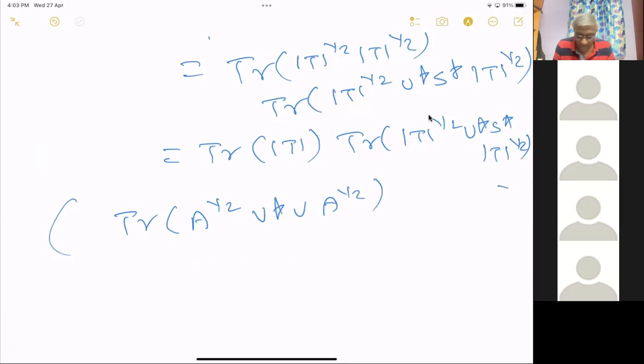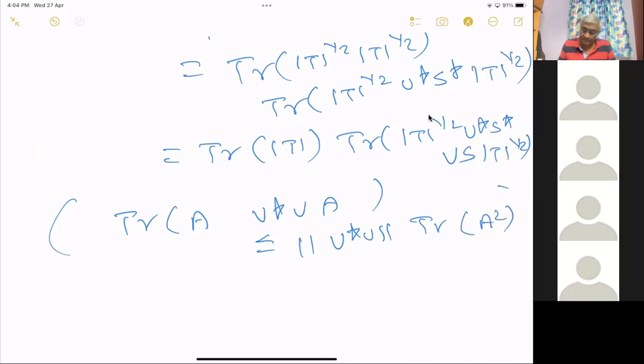If you have something like this, or you can have any positive operator here, this is less than or equal to norm of V* V. If I have U* S* and then I have a U S also there, then norm of V* V times trace of A squared. This we proved in the last class, if you remember.